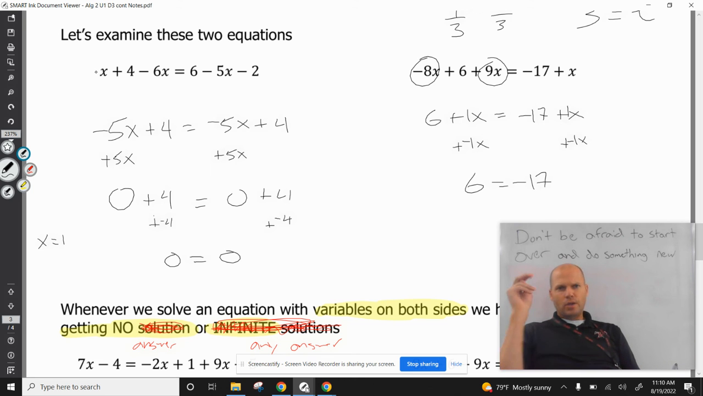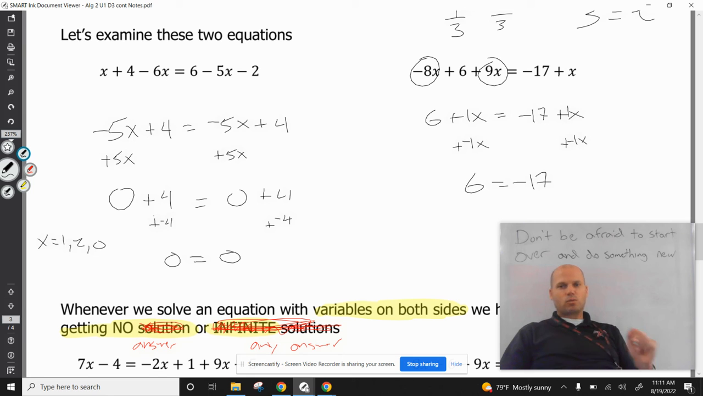Let's plug in 2. 2 plus 4 minus 12. 2 plus 4 is 6. 6 minus 12 is negative 6. 6 minus 10 minus 2. 6 minus 10 is negative 4 minus 2 is negative 6. Oh, okay. I guess x could be 1 or 2. Again, this is me just figuring it out. Well, let's try 0. 0 plus 4 minus 0 equals 6 minus 0 minus 2. 4 equals 4. Oh, 0 could be a solution.